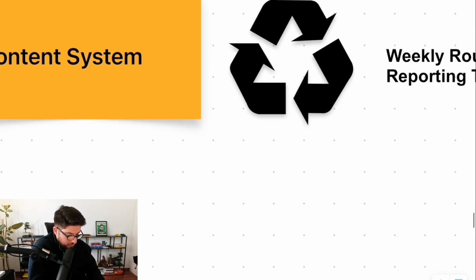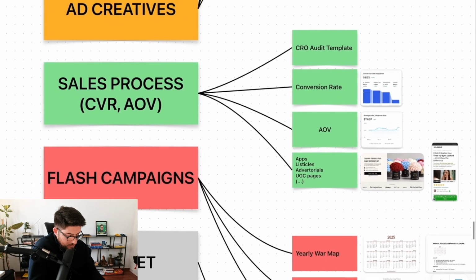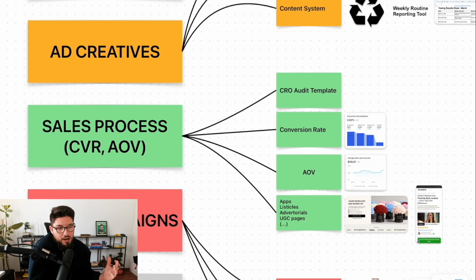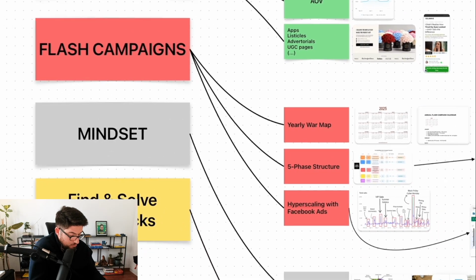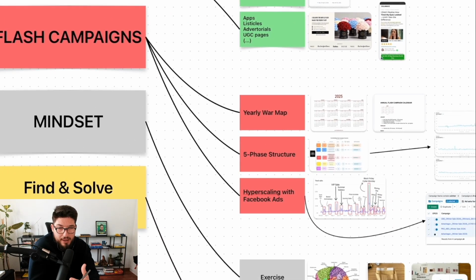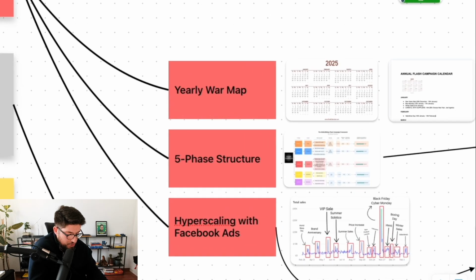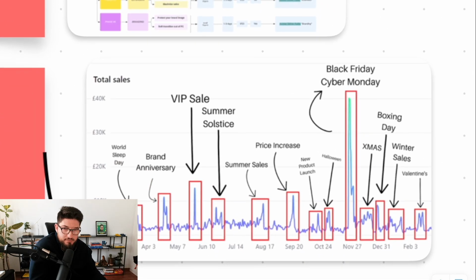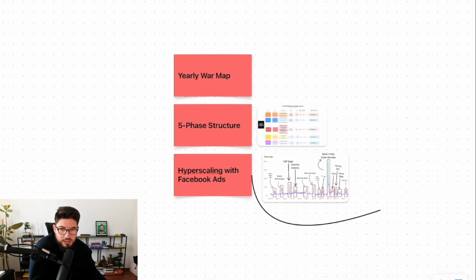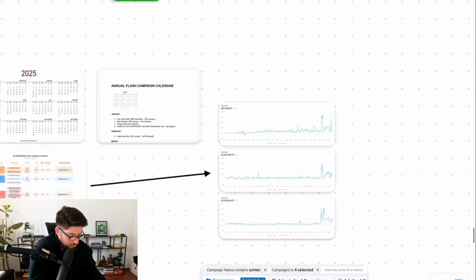Then apart from the ad creatives, you have your sales process. So you have to audit your CRO, so understand why I have a low conversion rate, or why I have a low AOV, and fix that. It's not easy, it's easier said than done, but at some point you'll have to worry about it. Flash campaigns: usually with the clients, both the clients that I run the ad account for and the coaching clients, we do a yearly map of the seasonality and the relevant flash campaigns for them. 5-phase structure for flash campaigns, and then hyperscaling with Facebook ads on those specific flash campaigns where we can push the budget like crazy. Yeah, this is pretty much what we do.